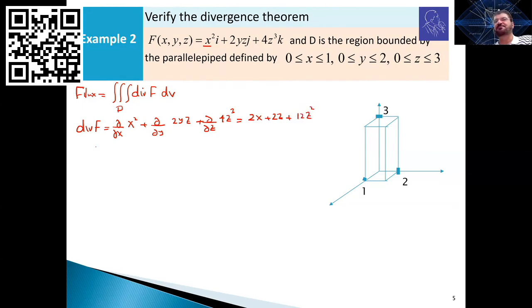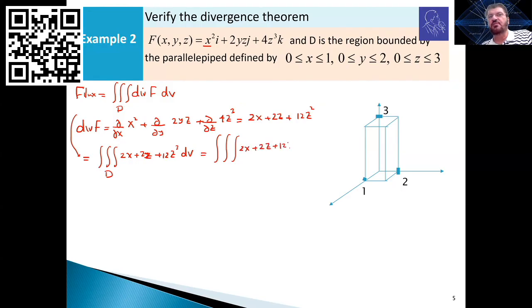This is the divergence. So the flux here is equal to the triple integral of 2x plus 2z plus 12z squared dV over D. Now, where's D? I'm going to consider that this is a rectangular thing. So it's 2x plus 2z plus 12z squared. I'm going to say dz, dy, dx.